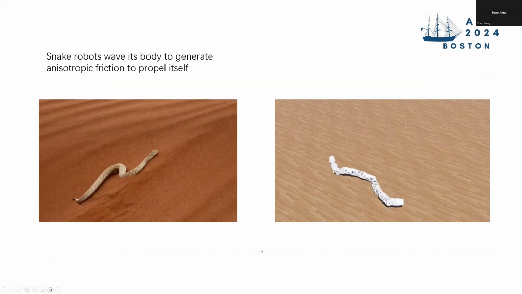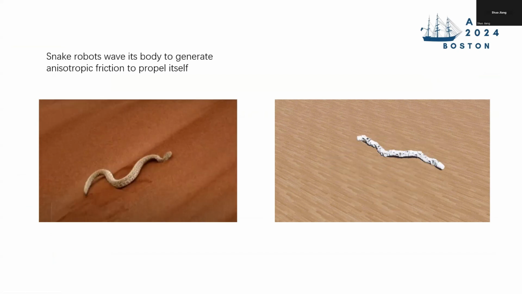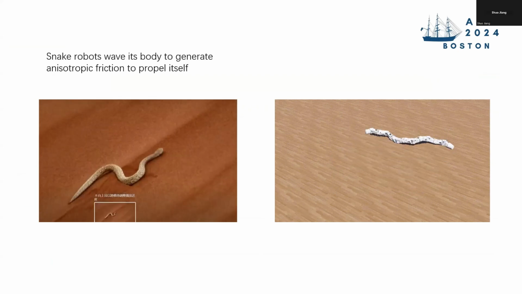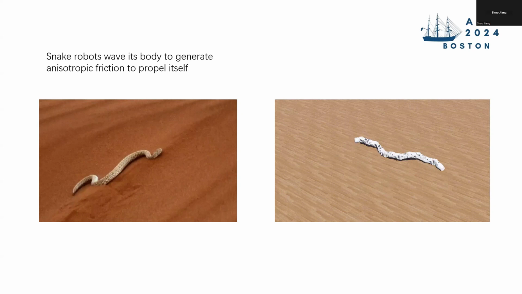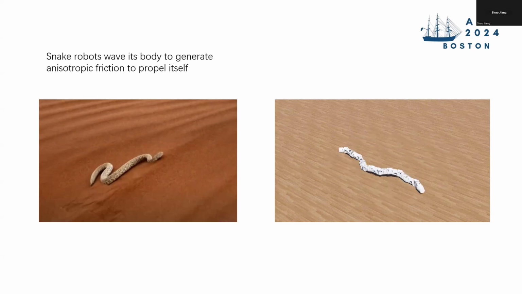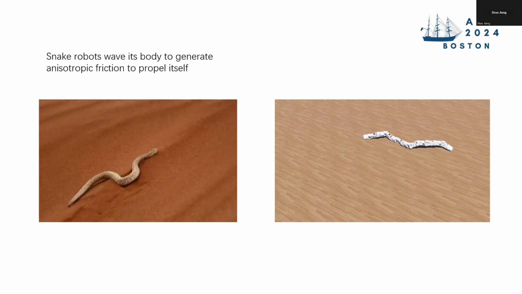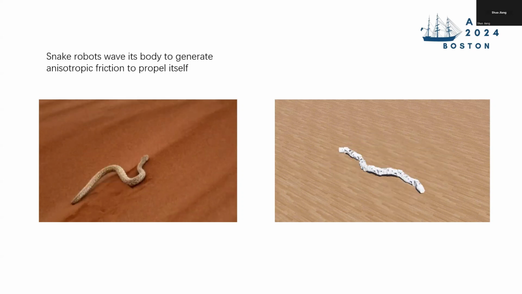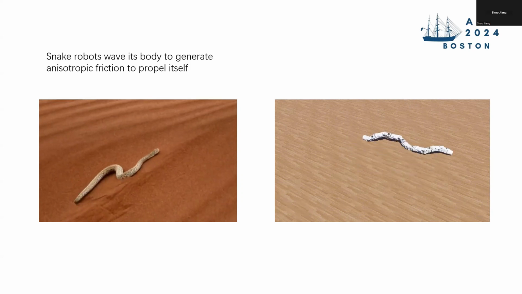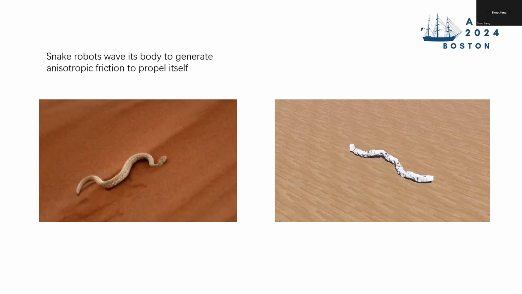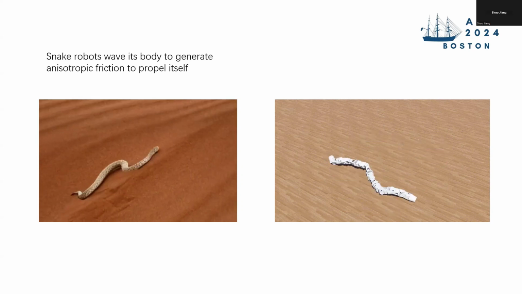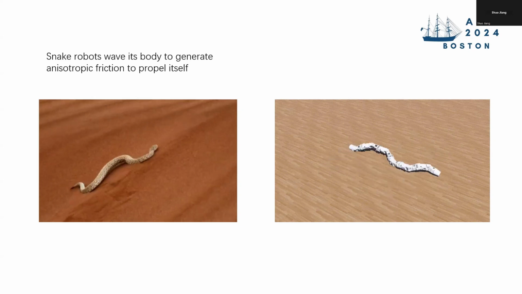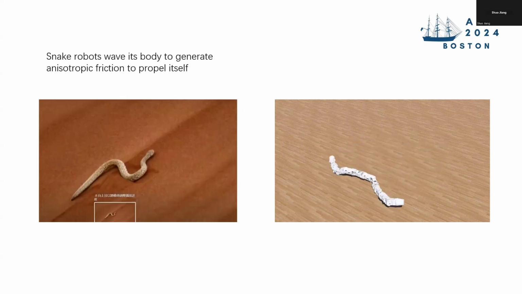Our research goal is to find the proper way to control the snake robot to mimic snake motion in the wild. The snake robot moves just like a snake in nature, waving its body to generate anisotropic friction to propel itself under a rhythmic motion of the body.